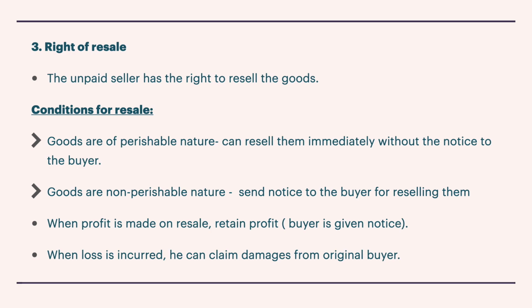Is that clear? So three different rights against the goods we studied: right in possession, right to stoppage in the goods of transit, and right for resale. These are the three rights against the goods for the unpaid seller.